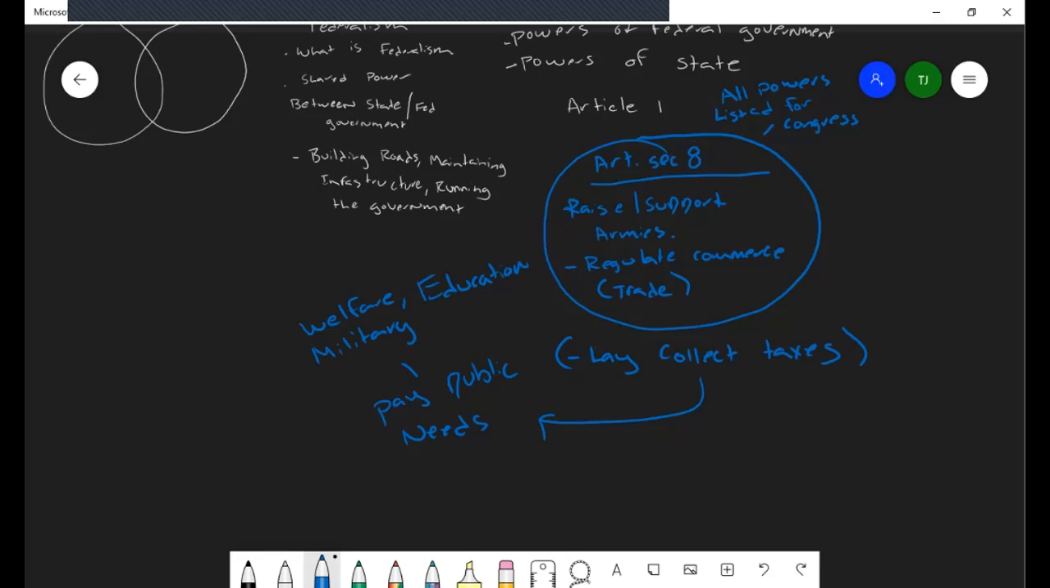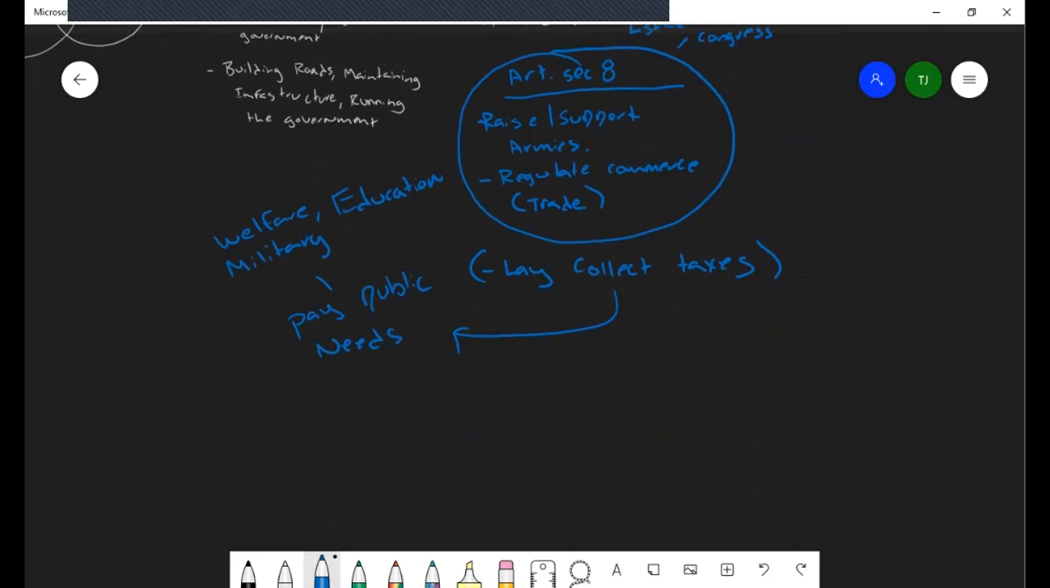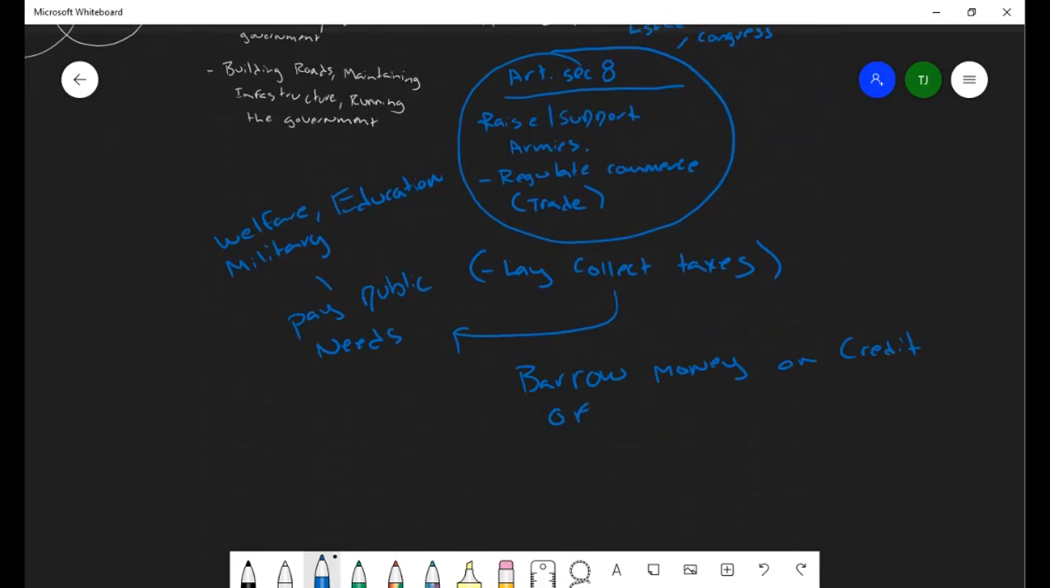Okay, let's go. Lucy, give me one more. To borrow money on the credit of the United States. Okay, this is a great one. Being able to borrow money from other countries, being able to work with other countries.